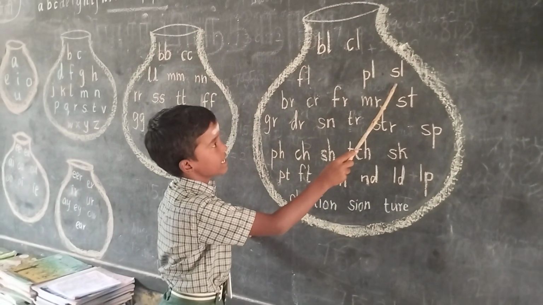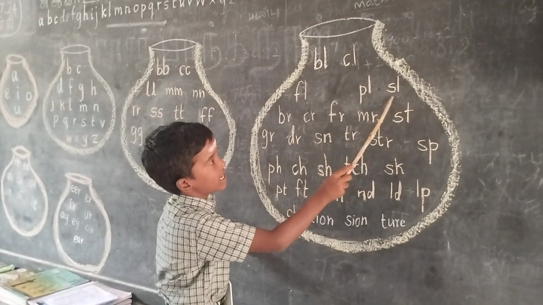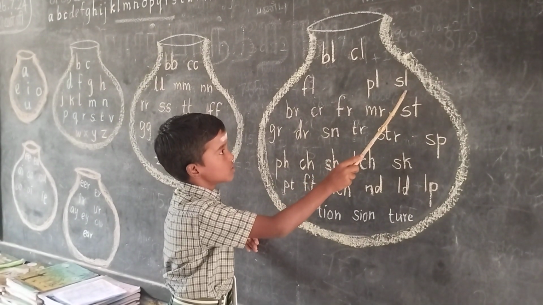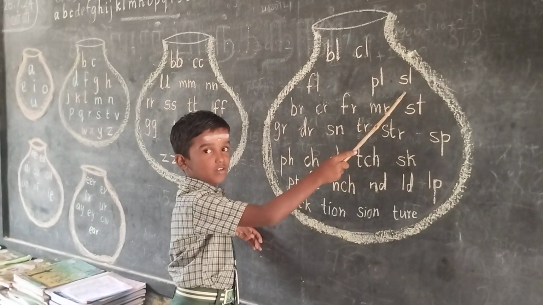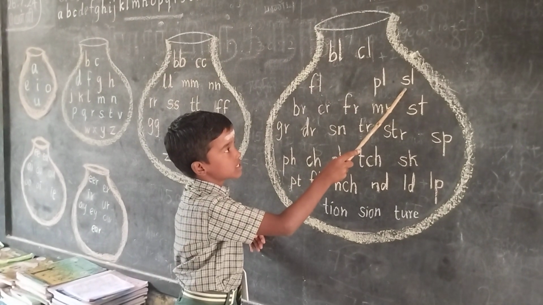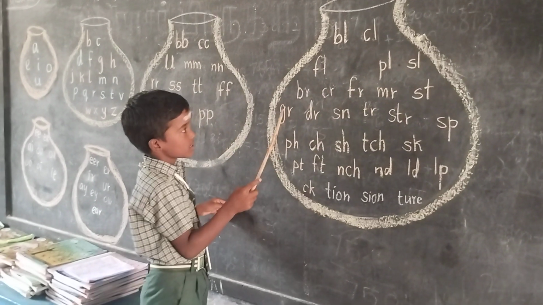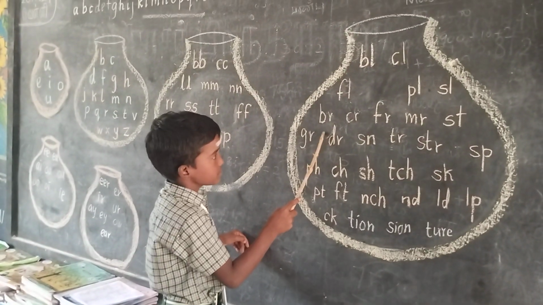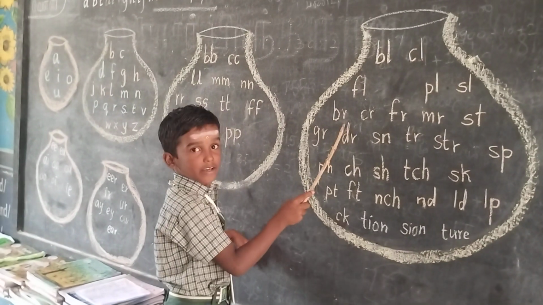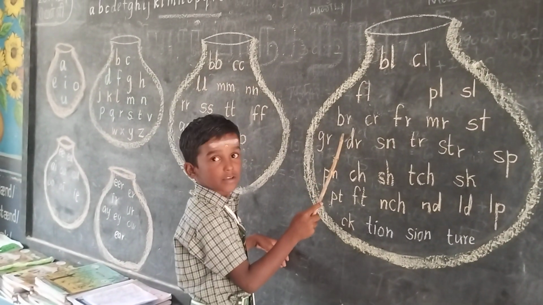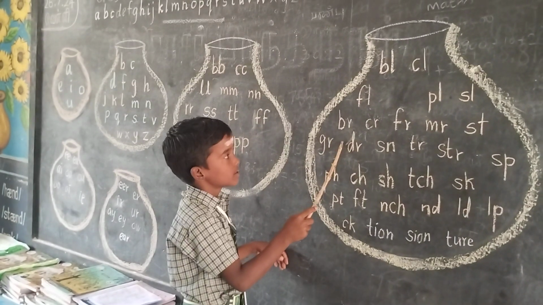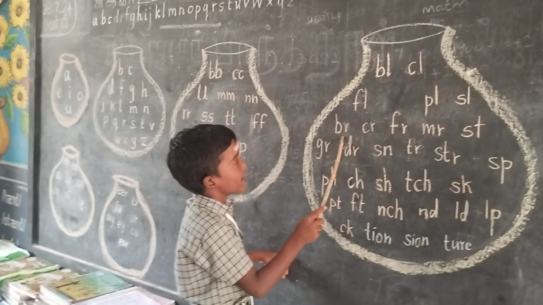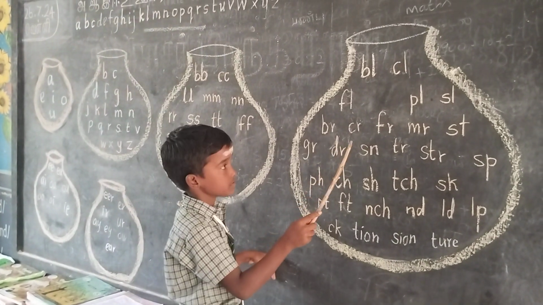The combination of letters SL as a sound "sl": slow, sleep, slept. The combination of letters BR as a sound "br": break. Give an example. For example, break.